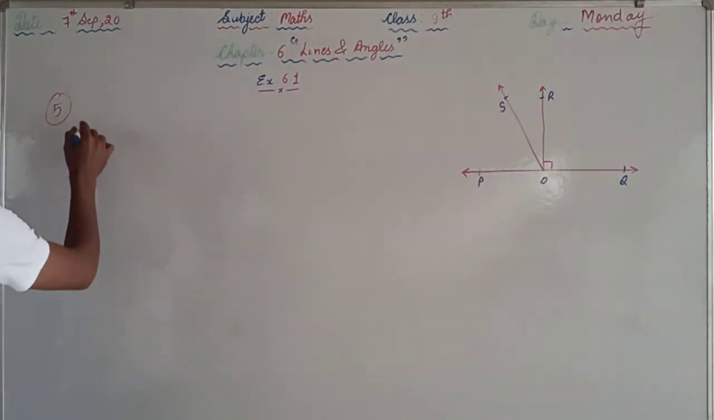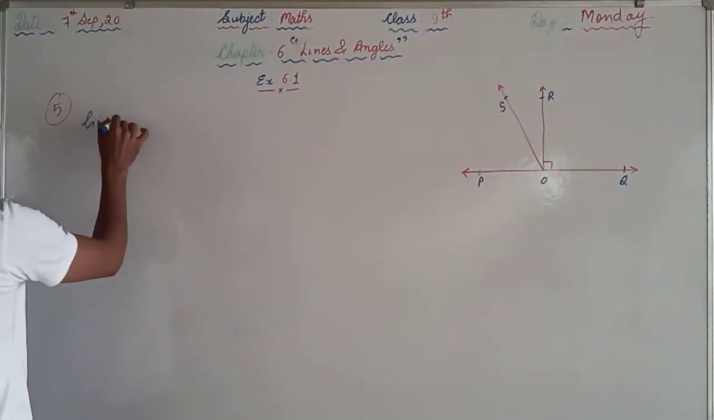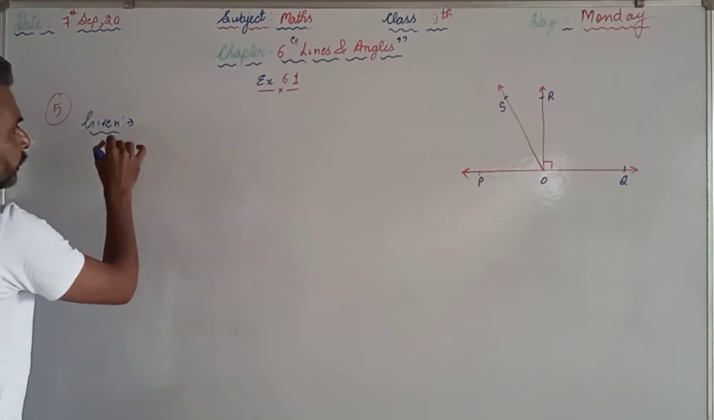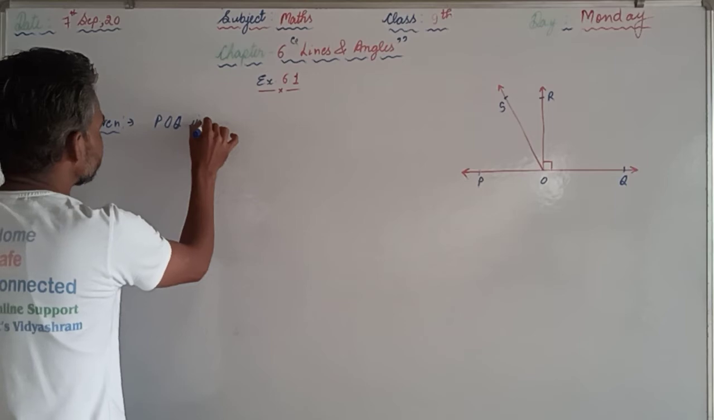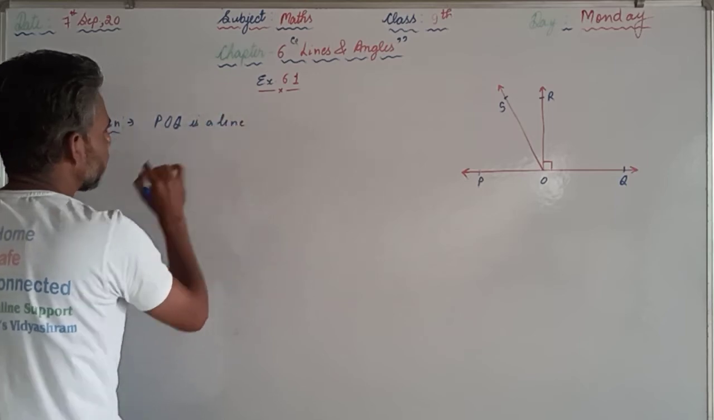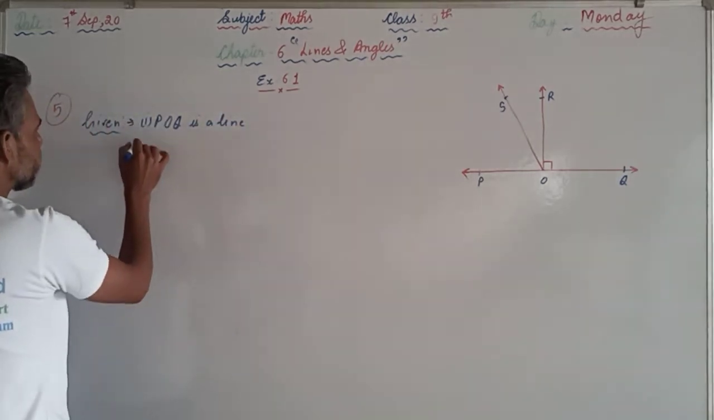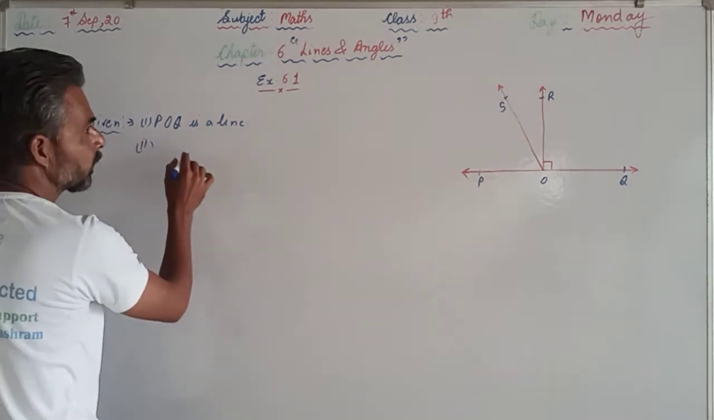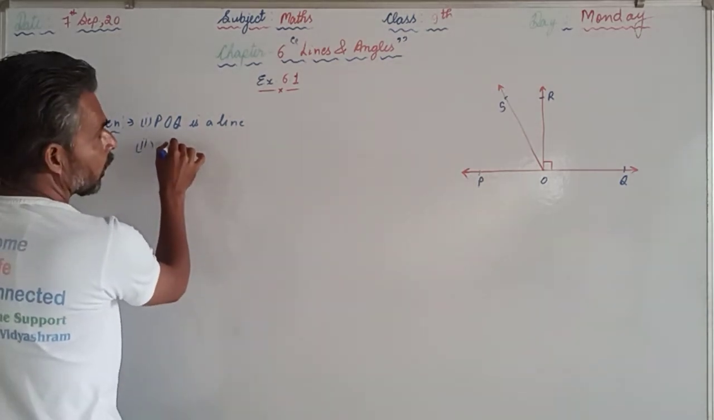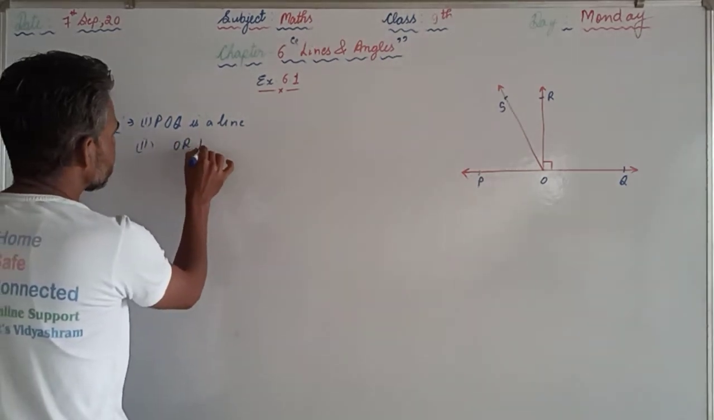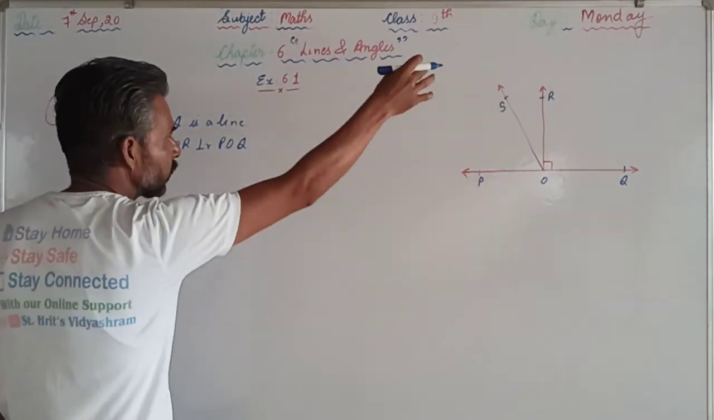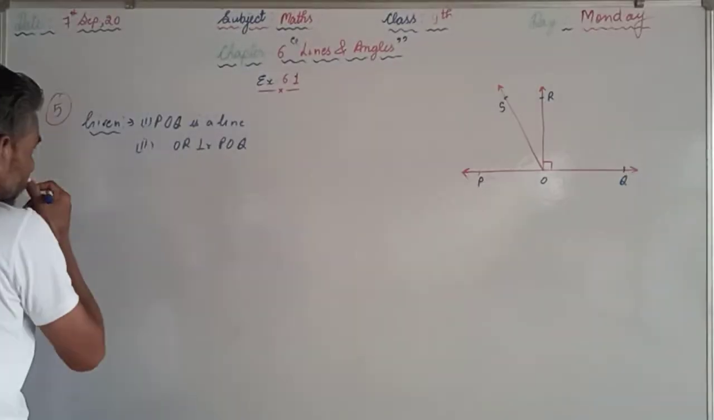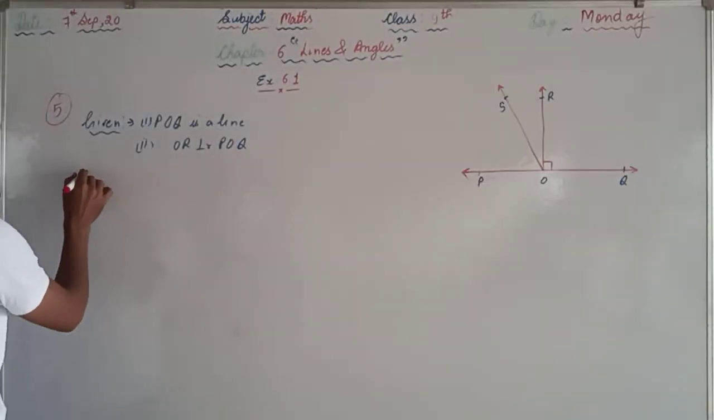Now, given: POQ is a line. First thing is given, and second thing, it is given that OR is perpendicular to POQ. Now to prove, what do we have to prove?